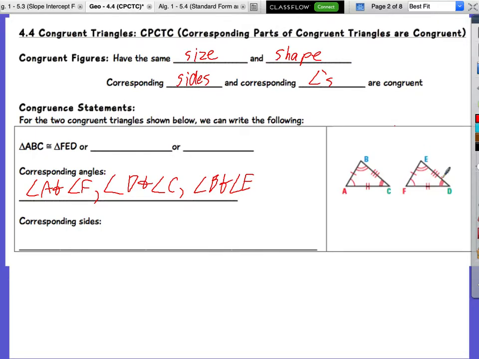So we also have corresponding sides. Same story here with corresponding sides and with corresponding angles. So give me an example of corresponding sides. Caitlin. Very good. AB and FE. So segment AB and segment FE.